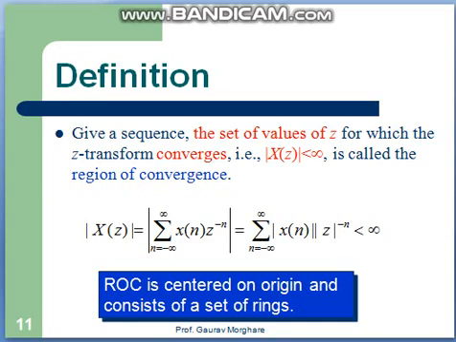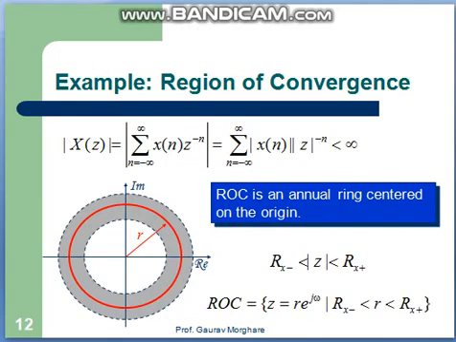Similarly, as we know, our formula for the Z transform is x[n] z to the power minus n, summed from n equal to minus infinity to plus infinity, and that factor should be lesser than infinity. That means it should be bounded. So the ROC is centered on the origin, and it consists of rings which depend on the value of z. This is an example.